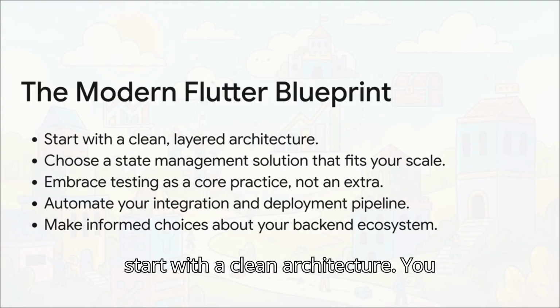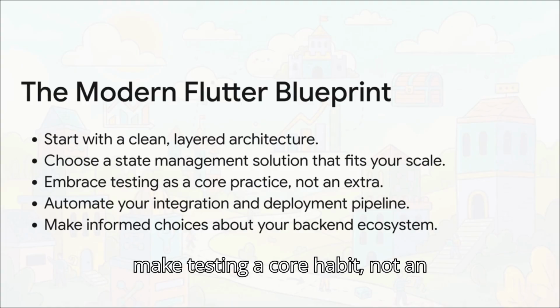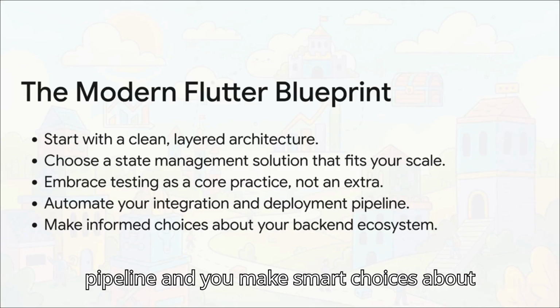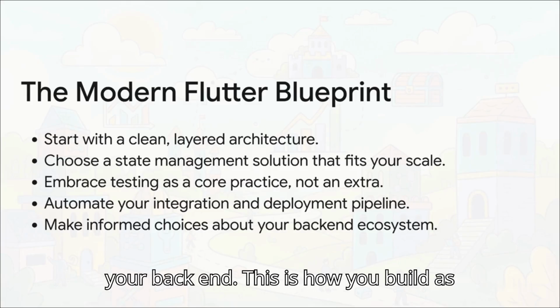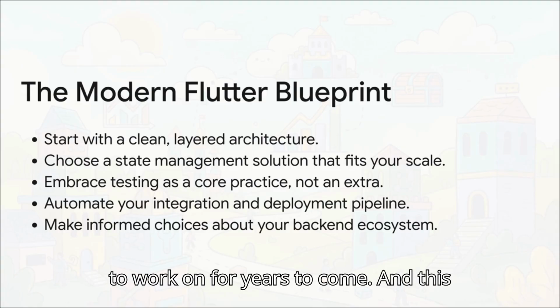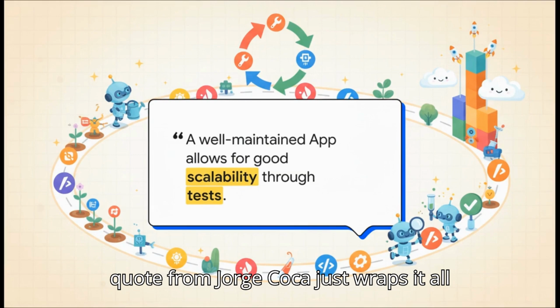You start with a clean architecture. You choose your state management wisely. You make testing a core habit, not an afterthought. You automate your entire pipeline, and you make smart choices about your backend. This is how you build apps that are not only great today, but a joy to work on for years to come. And this quote from Jorge Coca just wraps it all up perfectly.